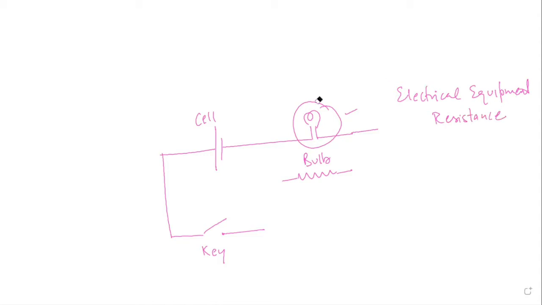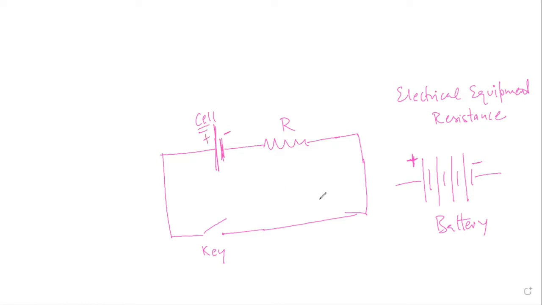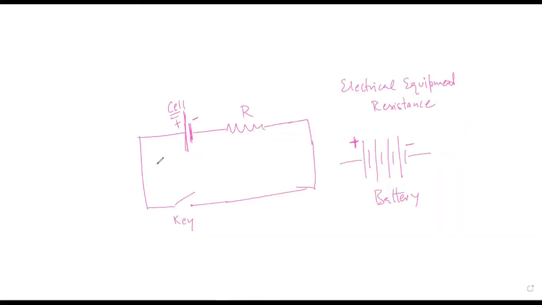So usually when you see circuits, they will be drawn something like this. Instead of the electrical equipment, you will see a resistance in the circuits. So this is a cell. If you have two or more cells, this is called a battery. This is the positive charge, this is the negative charge. The longer stick is the positive, the shorter stick is the negative. Any doubt till here? So we are starting from absolute basics.